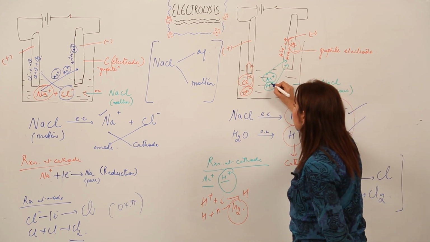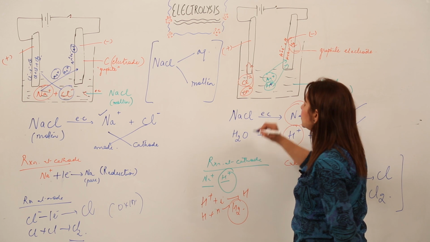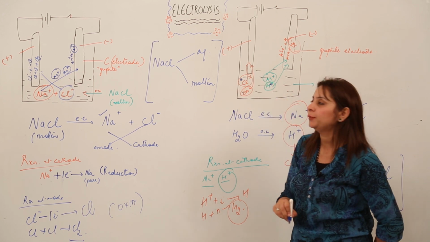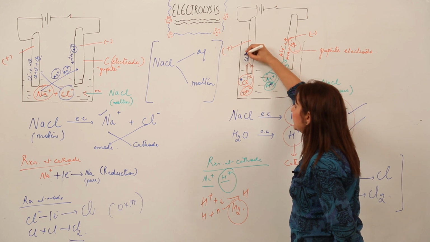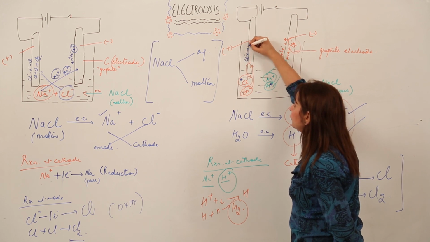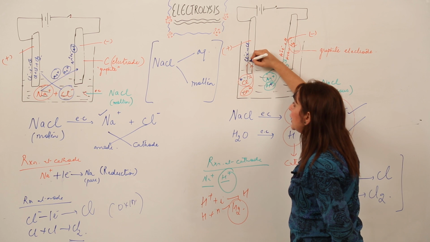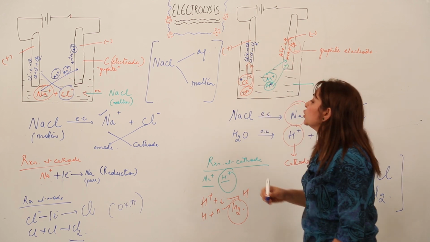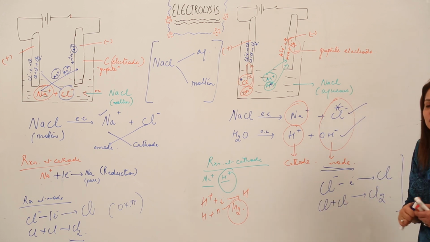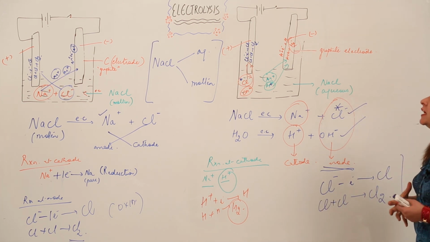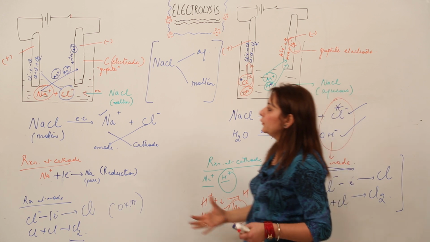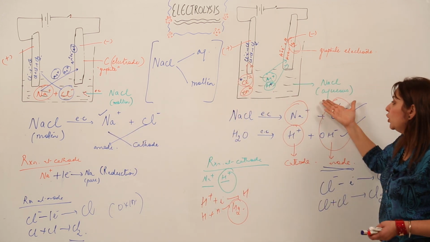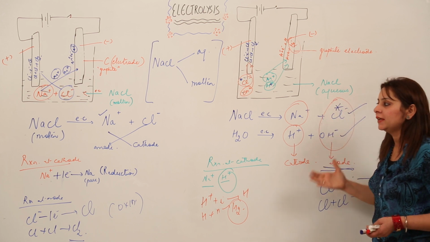So out of them, hydrogen has the lower reduction potential, and out of Cl negative and OH negative, Cl negative has the lower reduction potential. So this Cl negative will lose an electron, forming Cl, and Cl and Cl will unite to form Cl2. So here is a difference you can easily see: the difference between the electrolysis of molten NaCl and the electrolysis of aqueous NaCl, right?